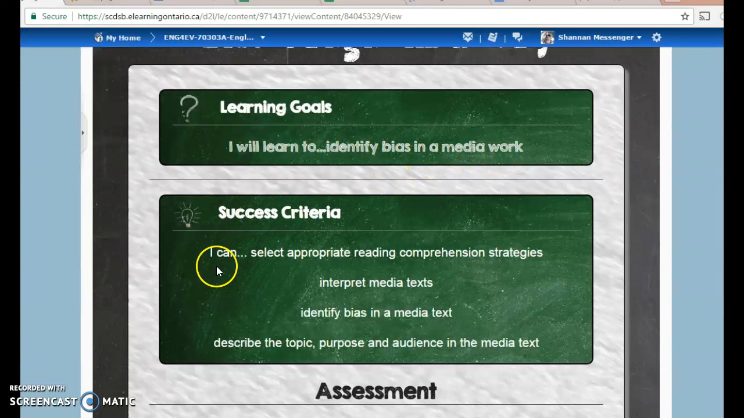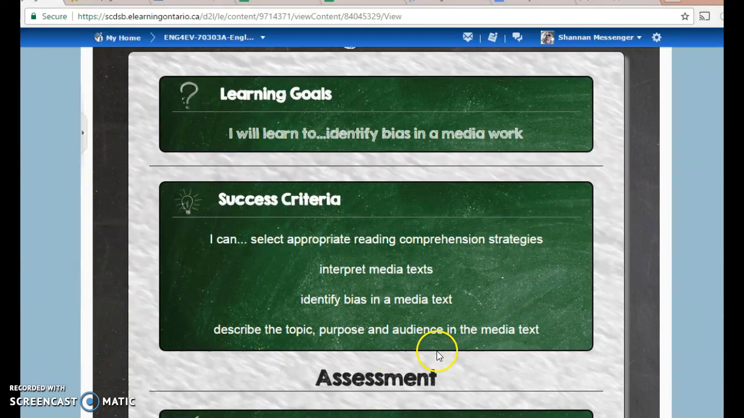Success criteria. I can select appropriate reading comprehension strategies, interpret media texts, identify bias in a media text, describe the topic, purpose, and audience in the media text.